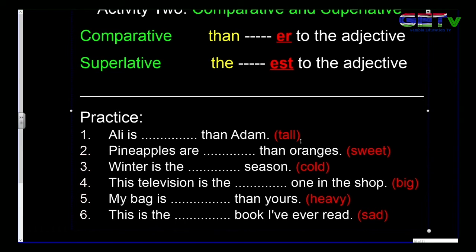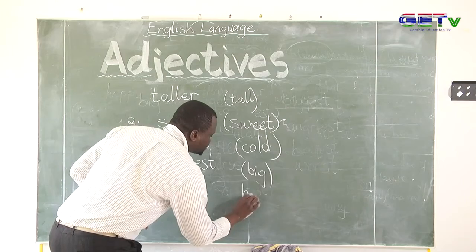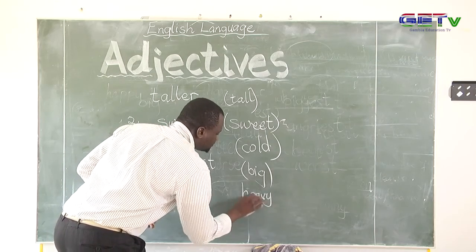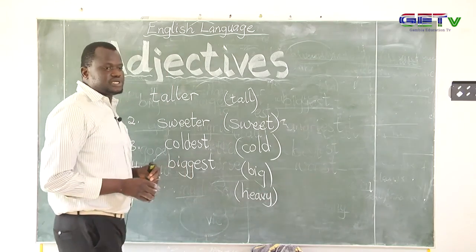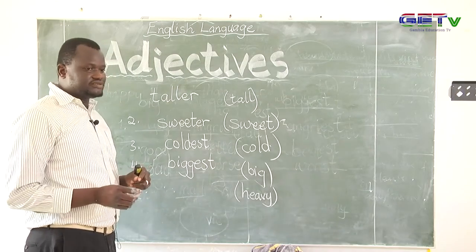And now, if we put biggest in the sentence, it is going to be, this television is the biggest one in the shop. And the last one, which is number 5, my bag is blank than yours. My bag is blank than yours. And the adjective is what? Heavy. That's the adjective we have in brackets at the end of the sentence.